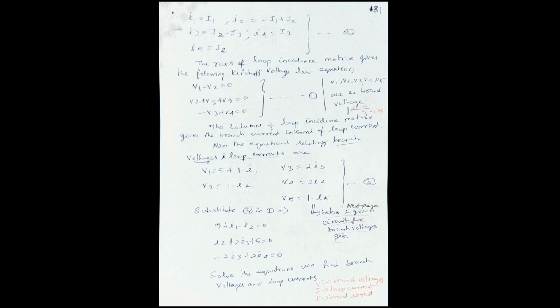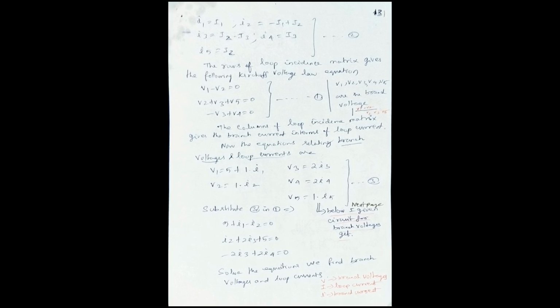In the above question circuit, we put branch voltages V1, V2, V3, V4 and V5. Kindly notice the branch voltages are V1, V2, V3, V4, V5.